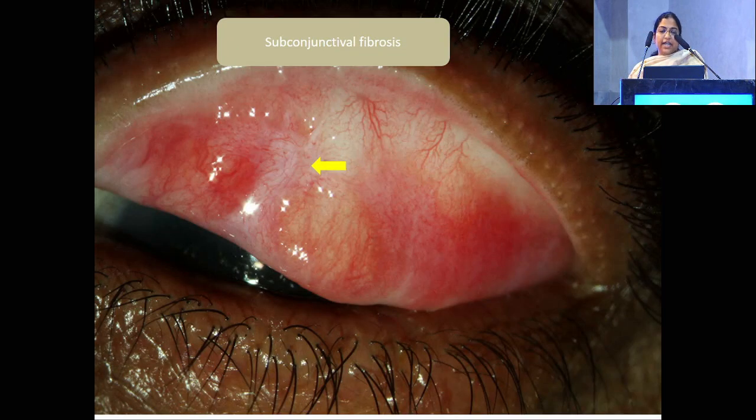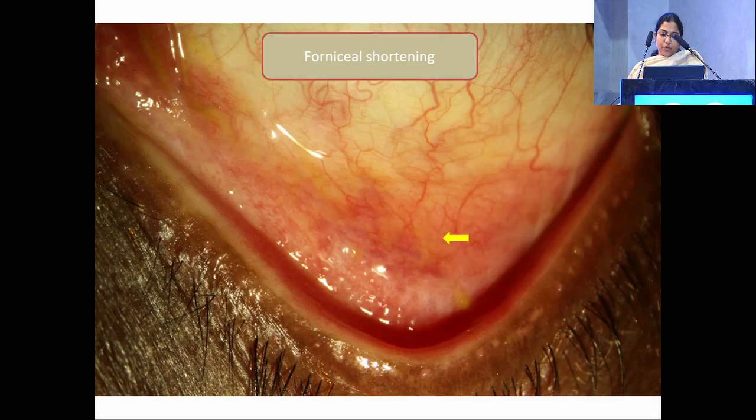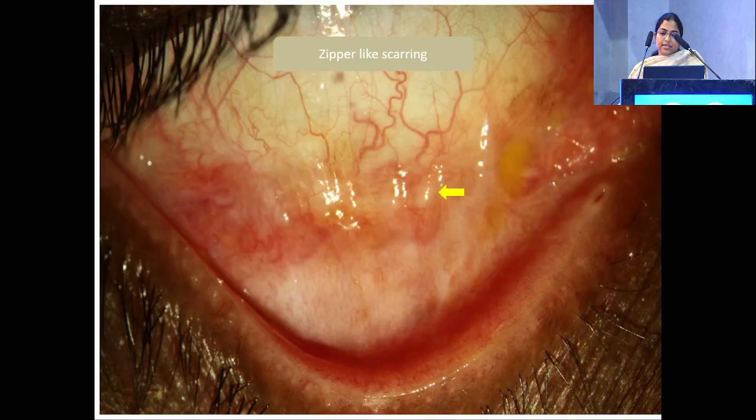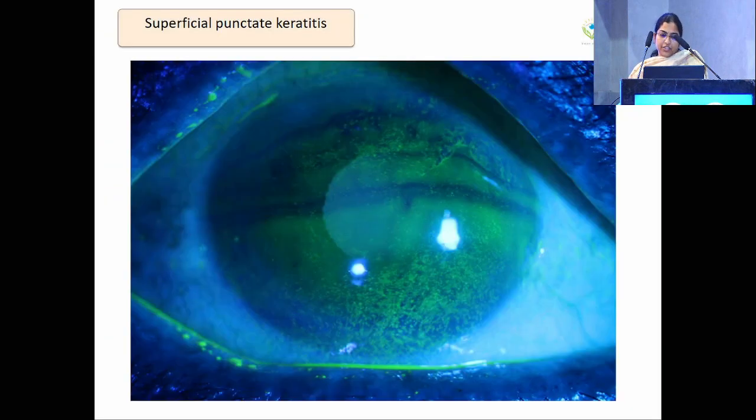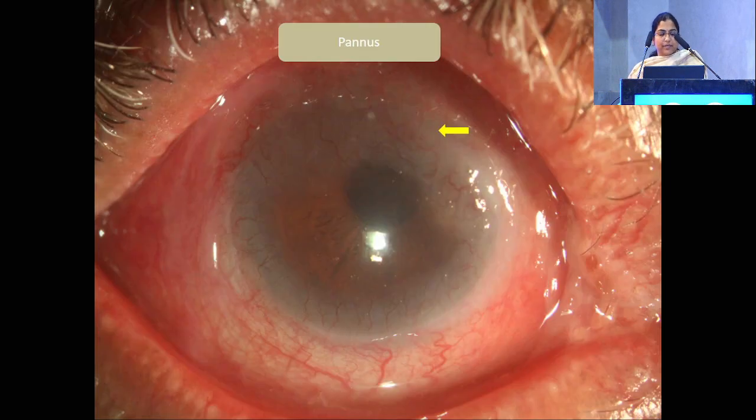Follicular reaction, and in severe cases as in cicatrization, you can see subconjunctival fibrosis, fornix shortening, symblepharon, zipper-like scarring, ankyloblepharon with keratinization. On the cornea, you can see superficial punctate keratitis, and sometimes when the ocular surface is bad, there can be corneal and microbial ulcers, pannus.